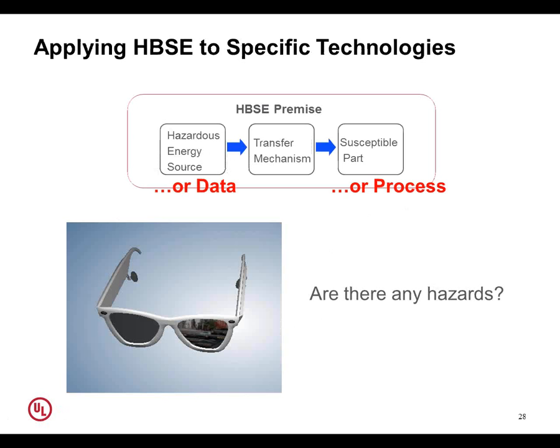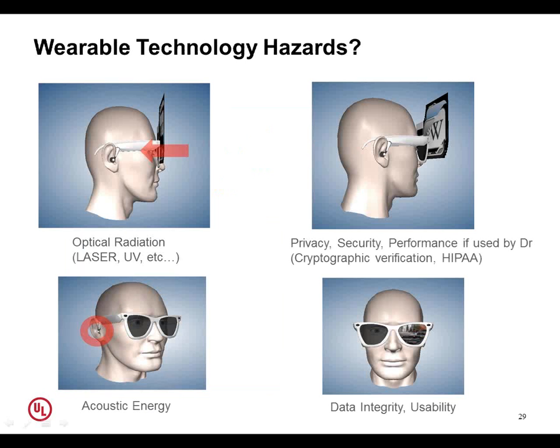So if we look at a specific technology, like wearable technologies are very popular now, looking at maybe augmented reality glasses, we have to ask ourselves, are there any hazards here? So as we look at a wearable technology, we can see as the next slide loads that when you're dealing with an interface to the human body, you have to think about a lot of different things. You have to think about things like optical radiation. How is the image being projected into the eye? Is there UV radiation being generated by that?